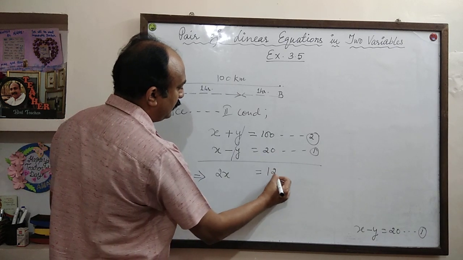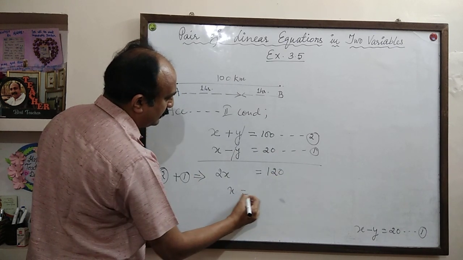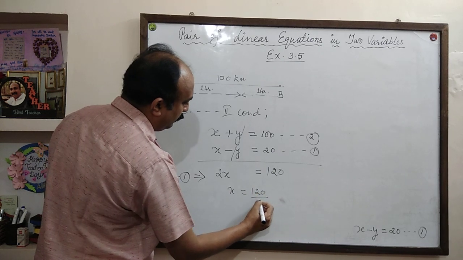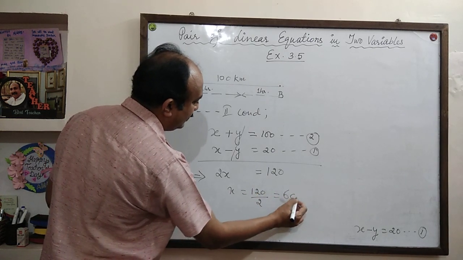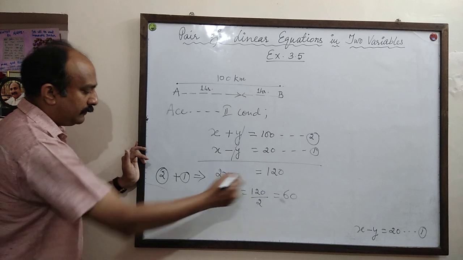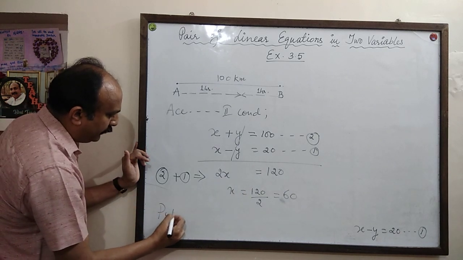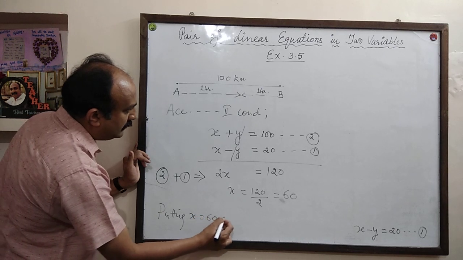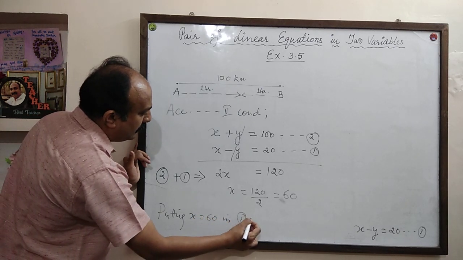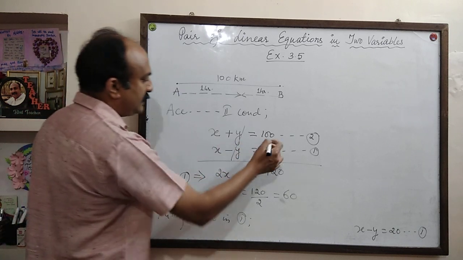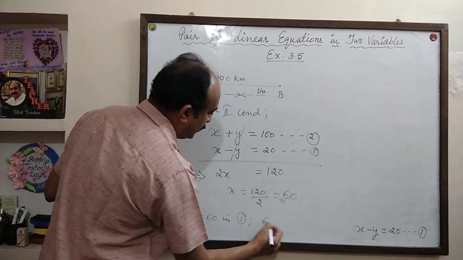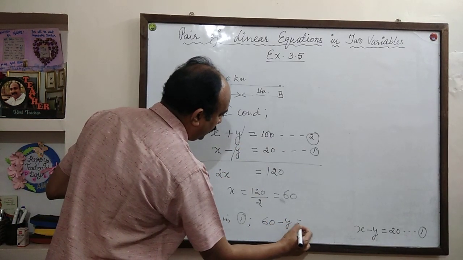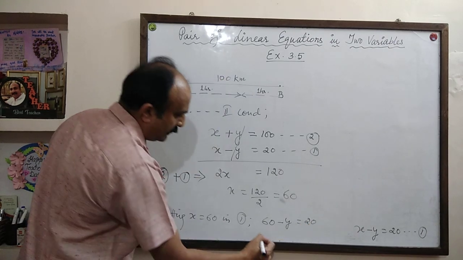100 plus 20, 120. X is equal to 120 upon 2 equal to 60. Now, putting the value of X. Putting X is equal to 60 in equation number 1. X minus Y is equal to 20. 60 minus Y is equal to 20.